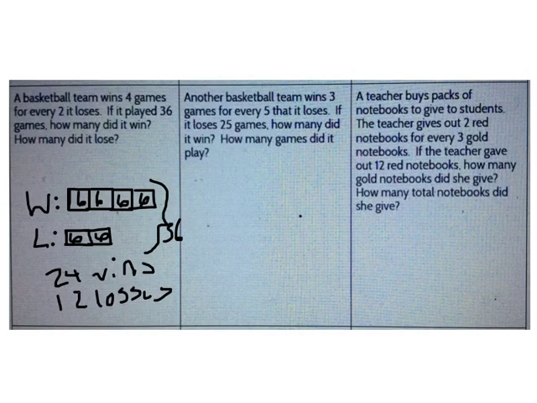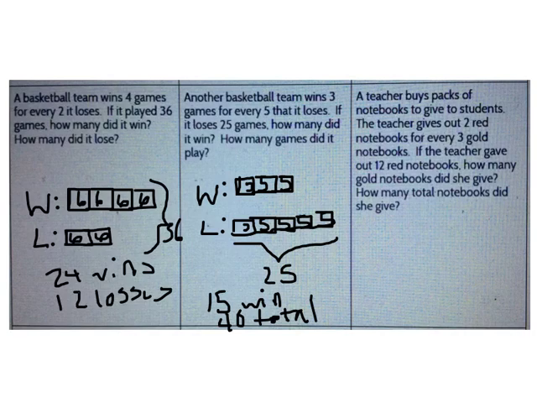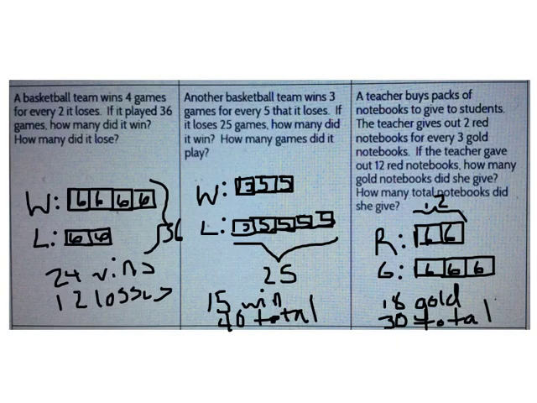Let's do another one. Another basketball team wins 3 games for every 5 that it loses. If it loses 25 games, how many did it win and how many did it play? Go ahead and answer that question now. The team won 15 games and played 40. Let's do another. A teacher buys packs of notebooks to give students. The teacher gives out 2 red notebooks for every 3 gold notebooks. If the teacher gave out 12 red notebooks, how many gold notebooks did she give? And how many total notebooks did she give? The teacher gave out 18 gold and 30 total.